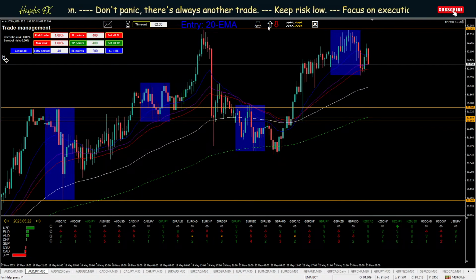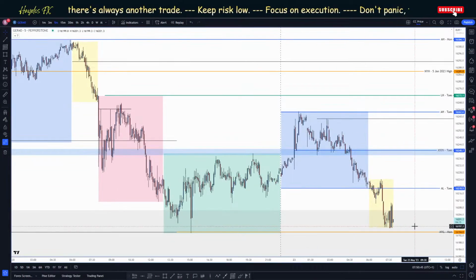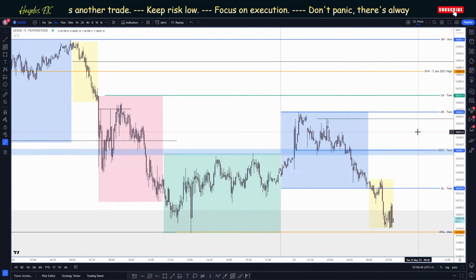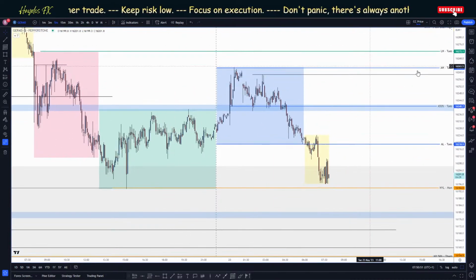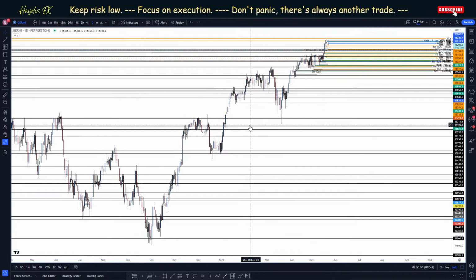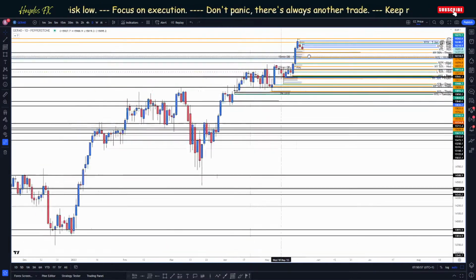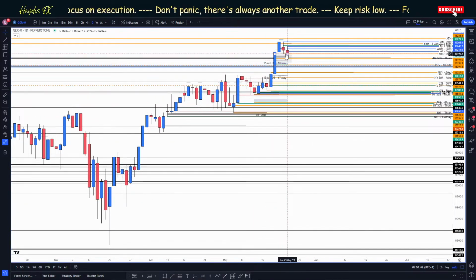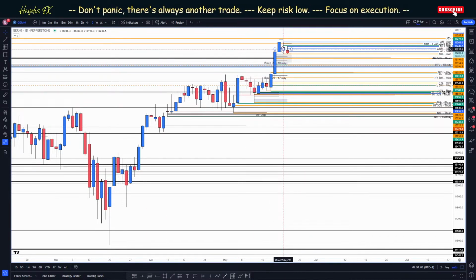Alrighty, so turn it off. Let's have a little look at German 40. So we did get a bit of a sell-off yesterday. Not much of a movement, but we closed a little indecision bearish doji.